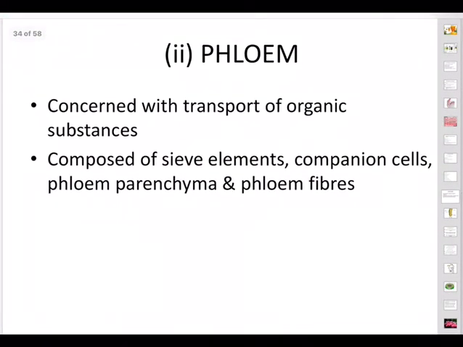Now we come to the phloem, another important tissue. Again, you will recollect from your memory, phloem is a special tissue which is responsible for conduction of food, and it is concerned with transport of organic substances. So it transports food inside the body of the plant. It consists of 4 cells. What are those? Sieve tubes.